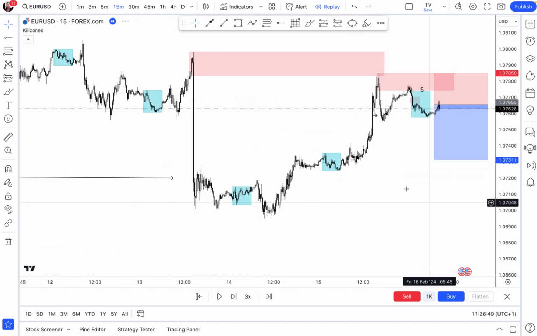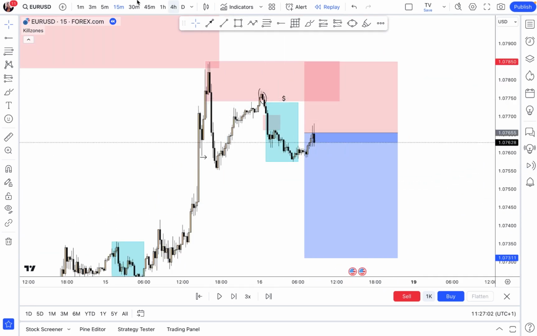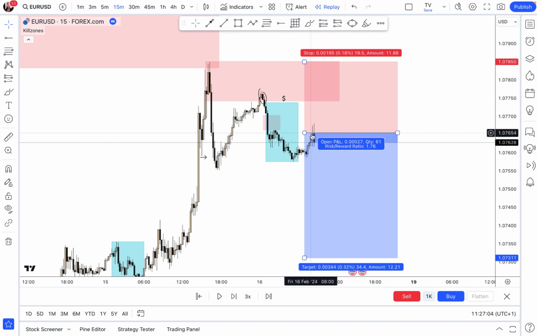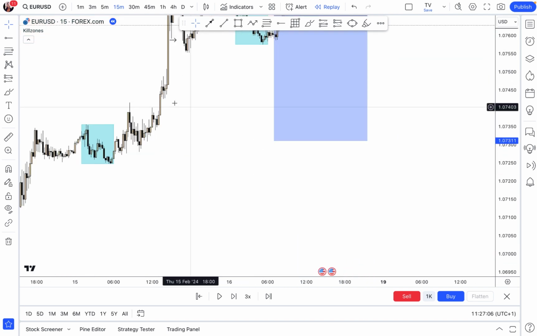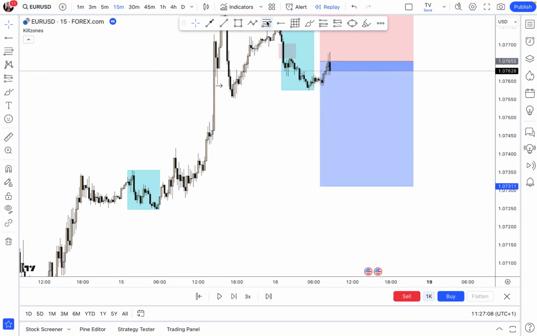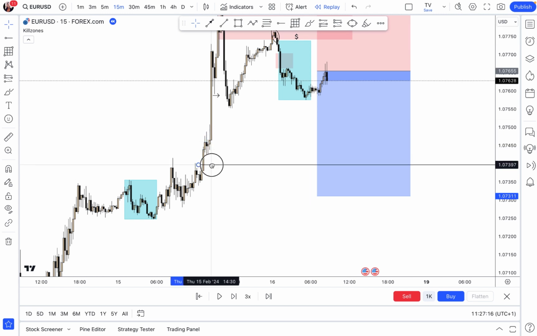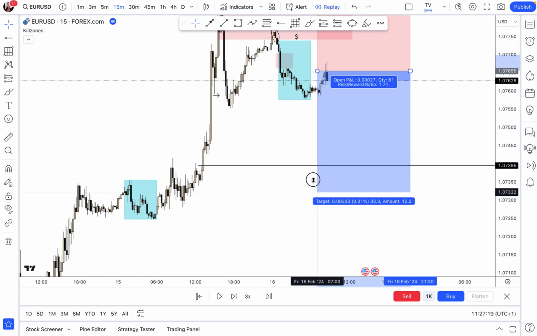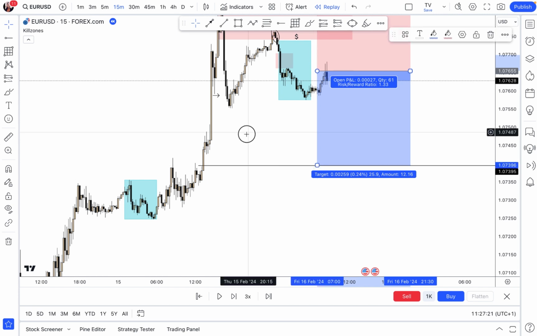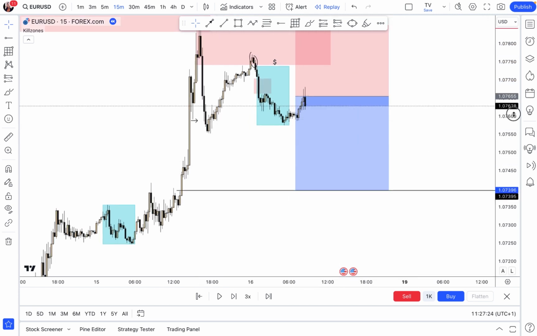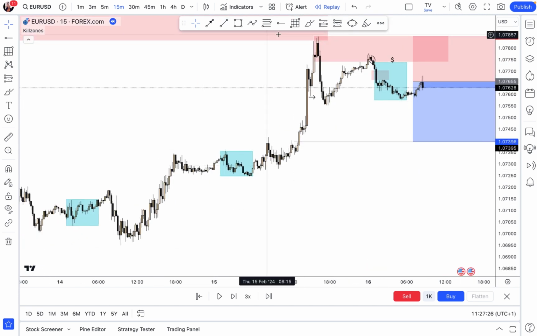Then for my take profit, this is my trade right there. For my take profits, I was looking at this zone. This is the first zone I'm looking at to take my profits from. You can see right there. So this is going to be a very short trade.